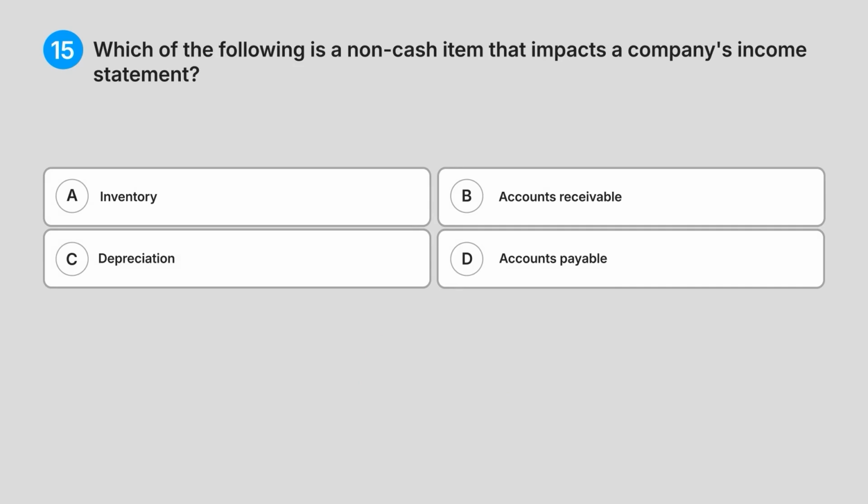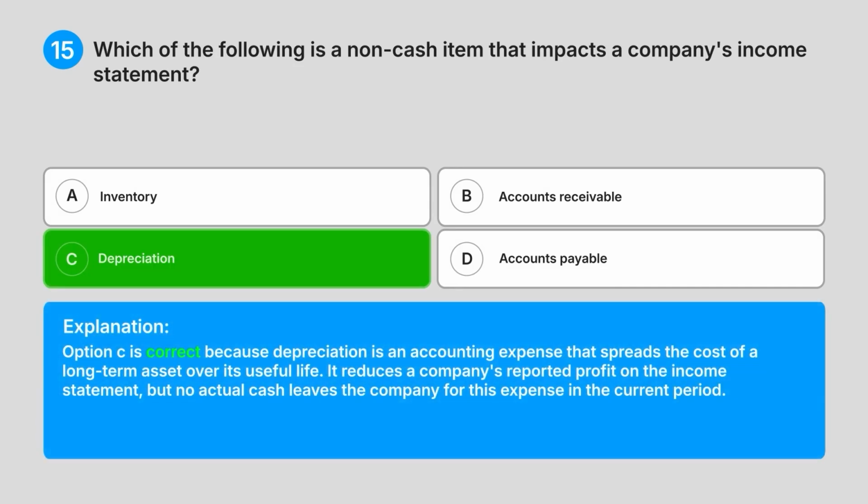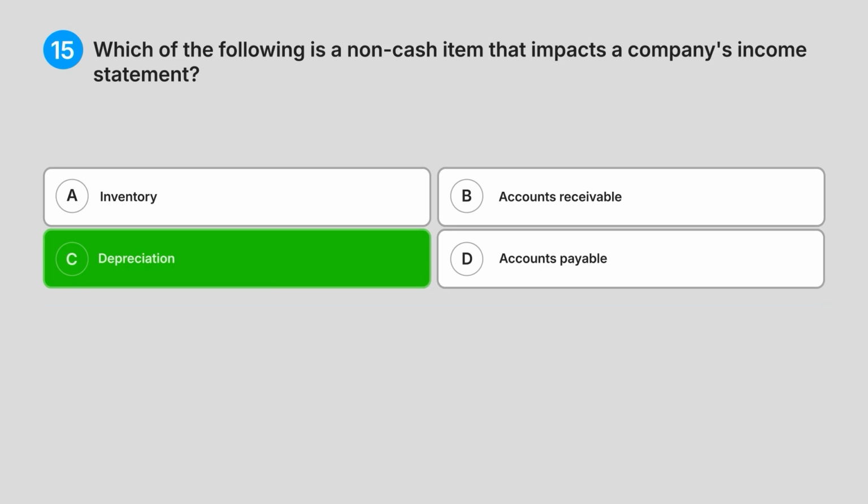Correct answer: C. Depreciation. Explanation: Option C is correct because depreciation is an accounting expense that spreads the cost of a long-term asset over its useful life. It reduces a company's reported profit on the income statement, but no actual cash leaves the company for this expense in the current period.